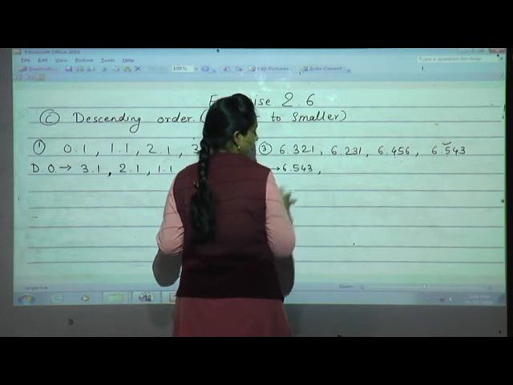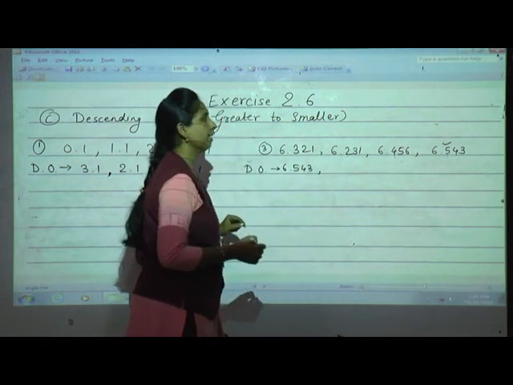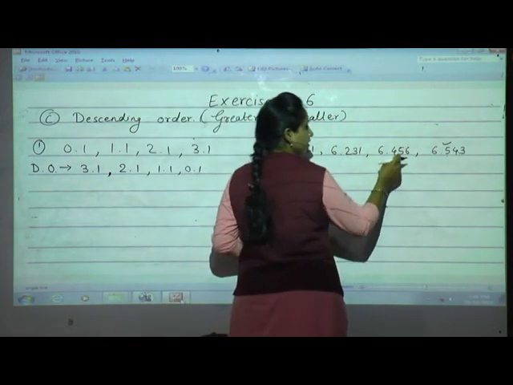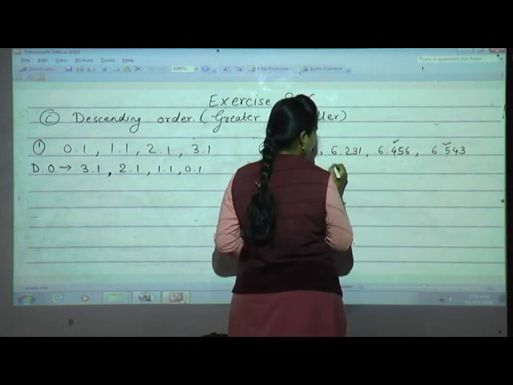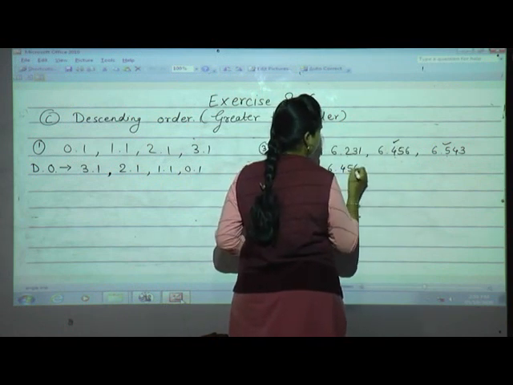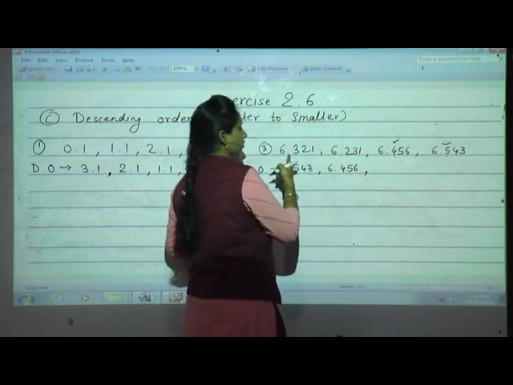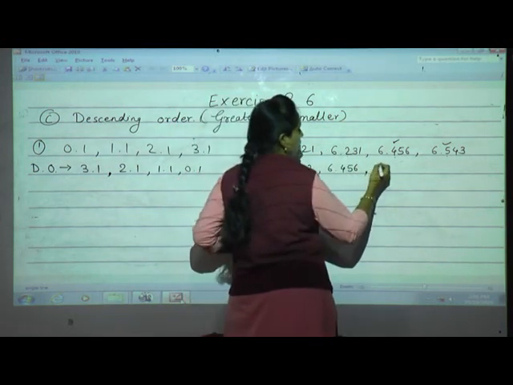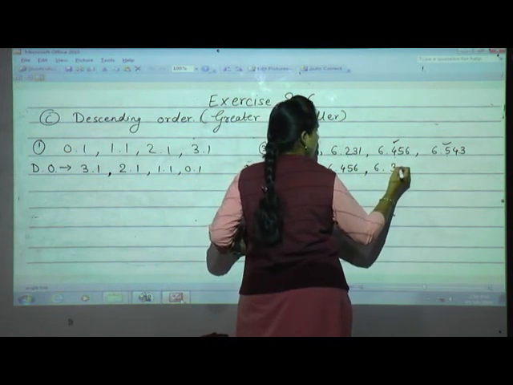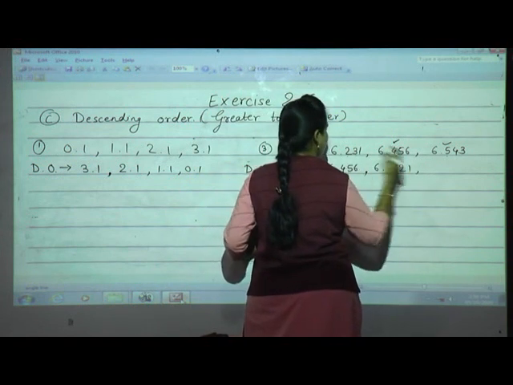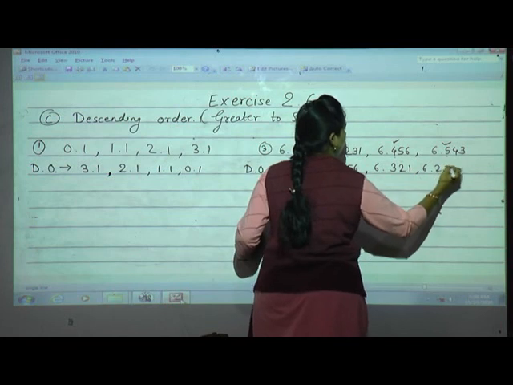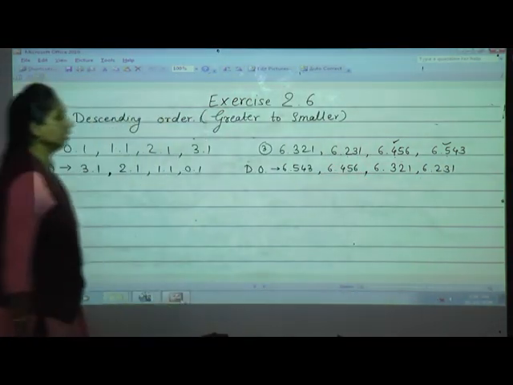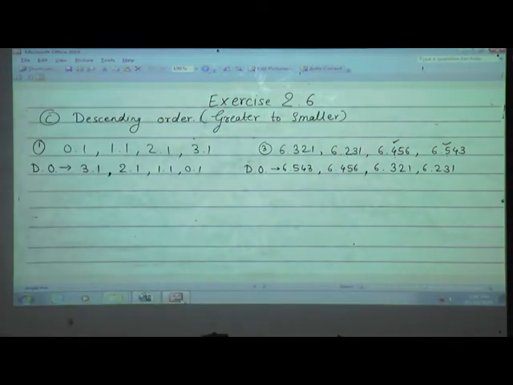So take this first, 6.543, comma. Now next after 5, which is smaller? 4. So take this one, 6.456, comma. Now which is greater, 3 or 2? Of course 3 is greater. So take 3, 6.321, last 6.231. Clear? In this way you have to arrange into descending order.